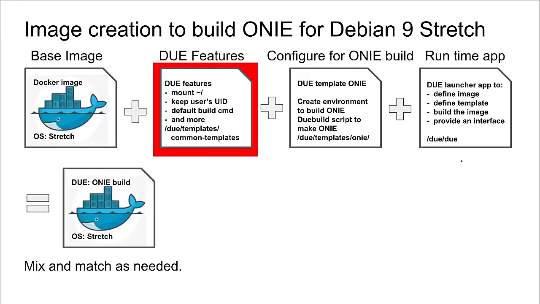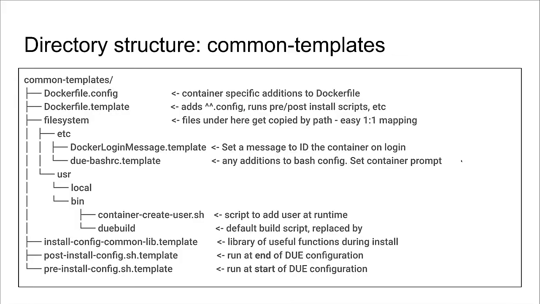So from this, let's see how this is going to work. We start with our base Docker image, which is stretch, and we add a bunch of do features. Now, I'd mentioned this previously. Let's take a closer look at what they look like. When you check out the source code, you'll see the directory called Common Templates, which has a Dockerfile config and a Dockerfile template. Both of these work together to create the Dockerfile that ultimately creates the image.